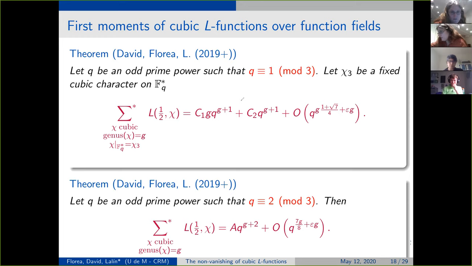And the thing to notice here, the difference between these two results, is that this one has size g times q to the g plus 1, and this one has size just q to the g plus 2. Okay, so g goes to infinity, it's like the degree of the conductor of the character goes to infinity. So g times q to the g grows much faster than just q to the g, okay?